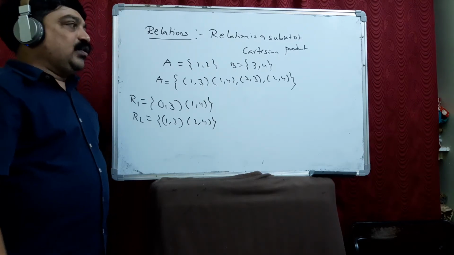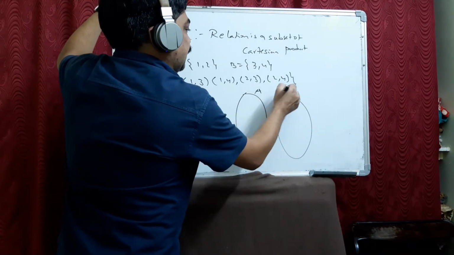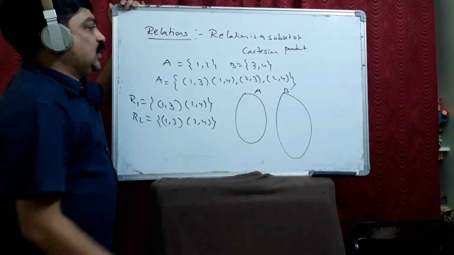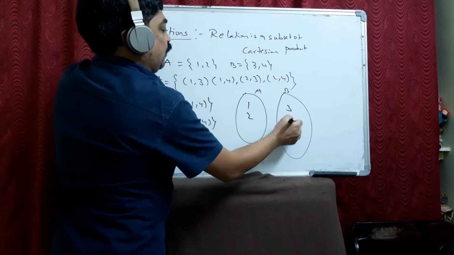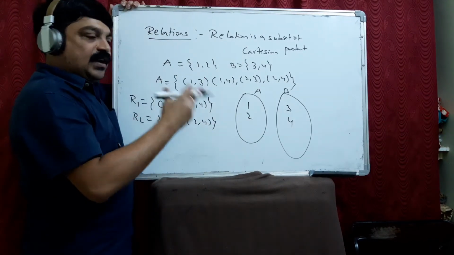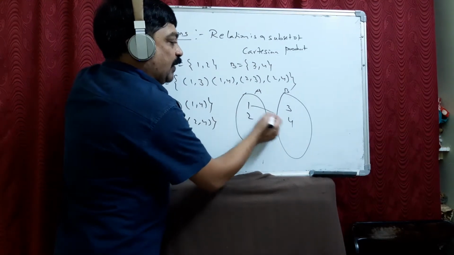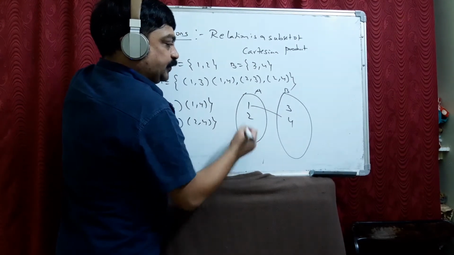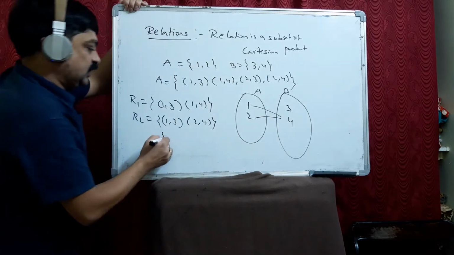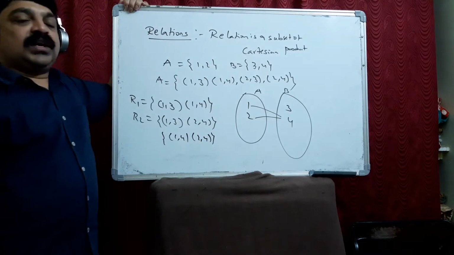When you write these as mappings, this is a mapping diagram, like Venn diagrams. When you take 1, 2 here and 3, 4 here, the Cartesian product will have every element mapped with every element of the other set. But in a relation, you can map whatever you want. (1,4), (2,4) is also a relation. Whatever you want, you can map.